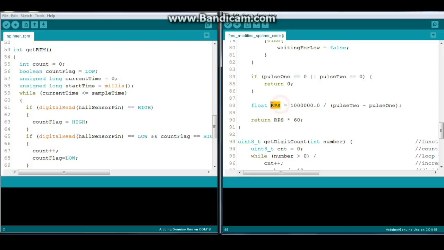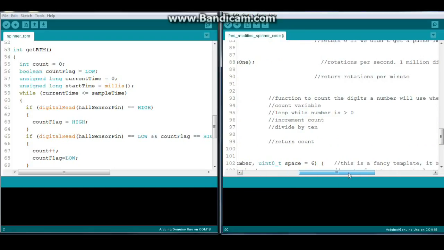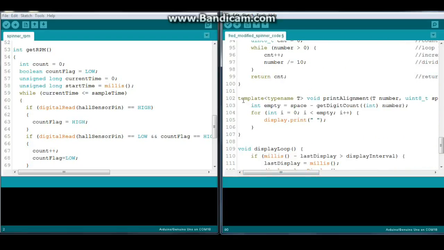Oh, so I got RPS is rotations per second. We change it to rotations per minute. It's returned, and then we can print it out. We also have this digit count function going on here, and a template of type T.